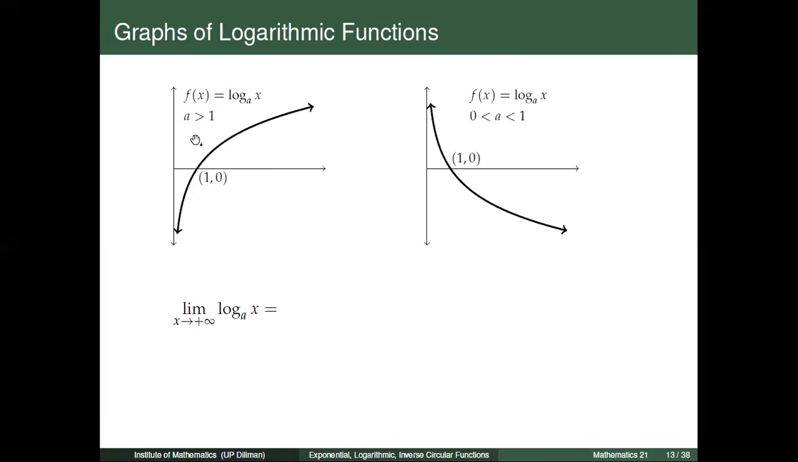When a is greater than 1, the limit of log x base a as x approaches positive infinity is positive infinity, while the limit of log x to the base a as x approaches 0 from the right is negative infinity. On the other hand, when the base is between 0 and 1, the limit of the logarithm of x to the base a as x approaches positive infinity is negative infinity, while the limit of log x base a as x approaches 0 from the right is positive infinity.